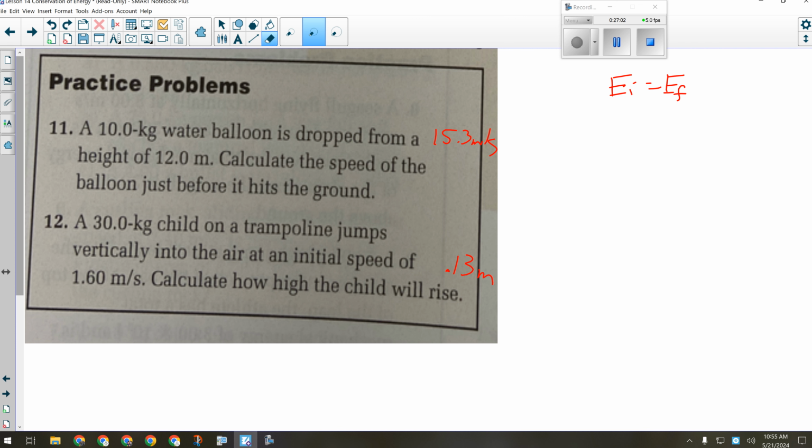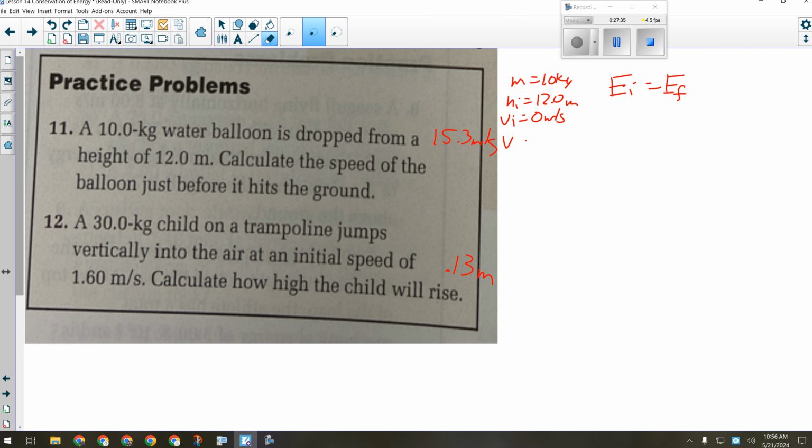Now, the things I know are that the mass is 10 kilograms, and the initial height is 12 meters. I know that it's being dropped, so its initial speed is 0 meters per second. And they want to know the speed of this massive water balloon. 10 kilograms is 10 liters of water. This would hurt if it hit you. It's a big water balloon.